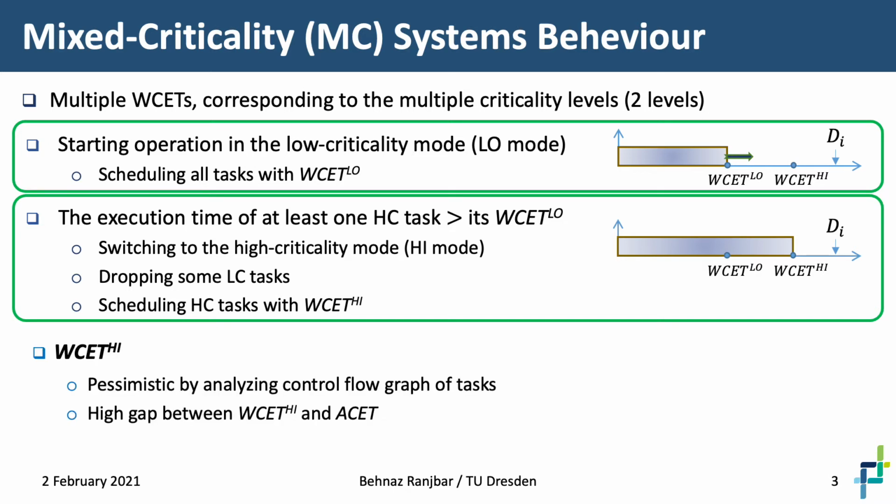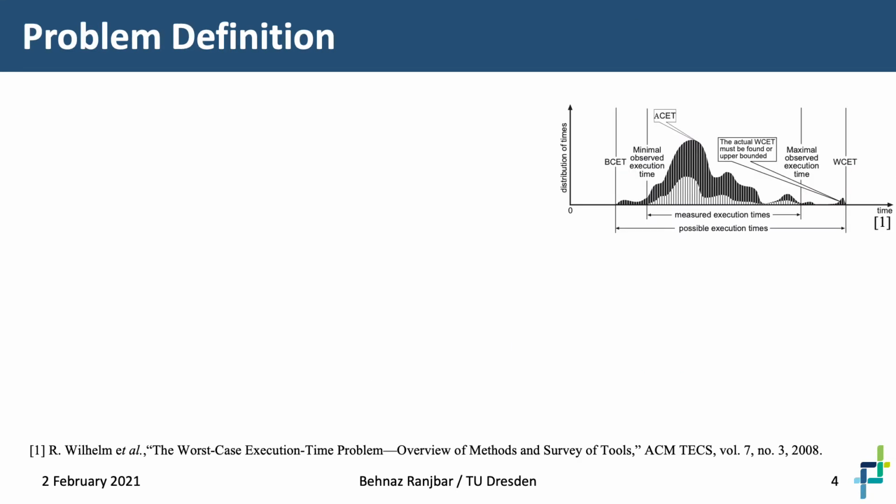The high WCET is pessimistic, and many works have been presented to determine the pessimistic WCET of a task by analyzing its control flow graph. It's a conservative execution time bound, and in general, there is a high gap between the average case execution time and high WCET. But what about the low WCET? How can we obtain it? What is its role in designing the MC systems? This figure shows the time distributions of samples of a task. As shown, most samples' execution time is significantly lower than the high WCET.